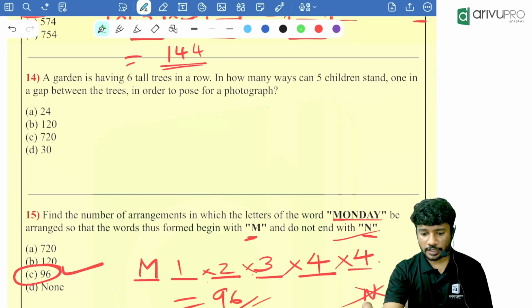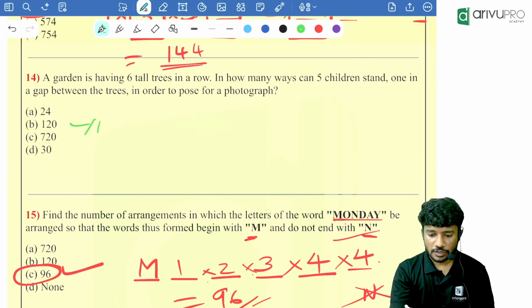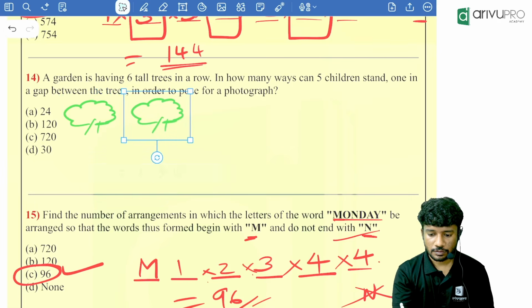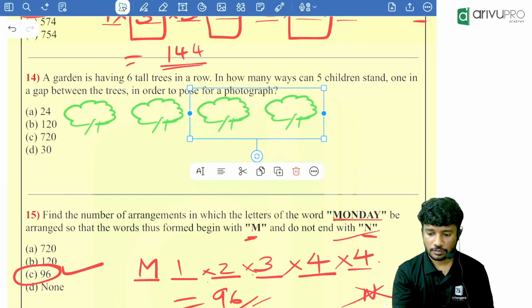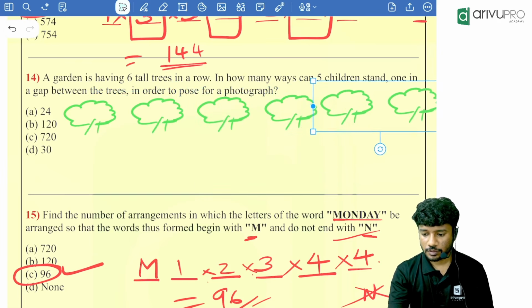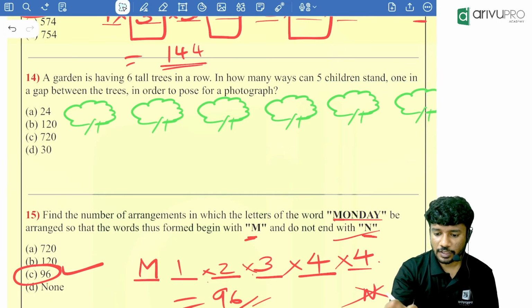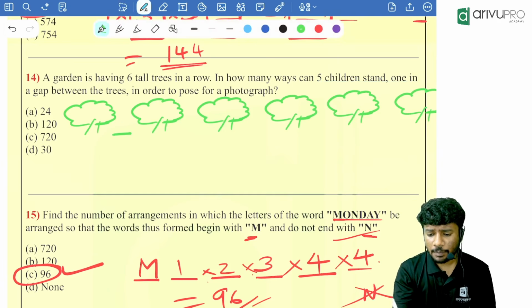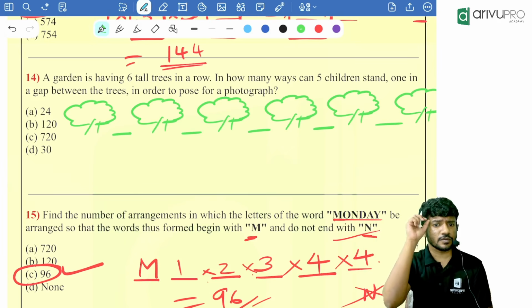Now people, what are they telling? There are 6 tall trees. So trees are there. Correct? Yes. So likewise, trees are there. Then what are they telling? 5 children are standing in the gap between the trees. Correct. 5 children are standing in the gap between the trees.